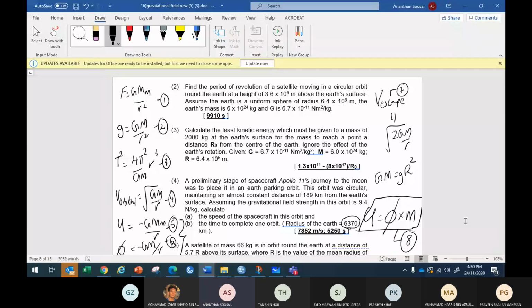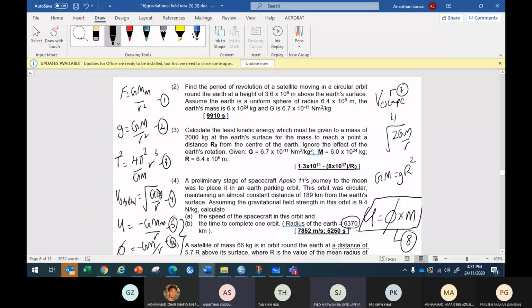Okay, so anyone got an answer? Which equation to be used? Come on, it's helpful for your other friends too. There are 8 equations listed at the side here. Which equation? Square root of GM over r. Very good. So equation 4, right? Orbital speed to be used.